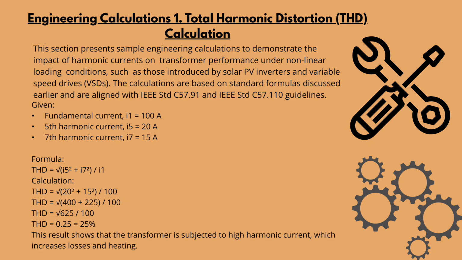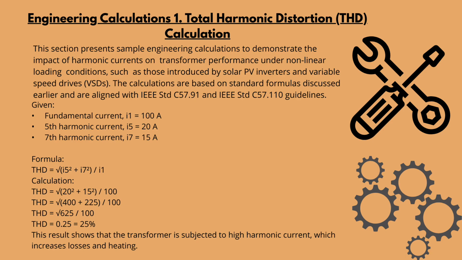Now, here's the section about engineering calculations for total harmonic distortion, THD calculation. This section presents sample engineering calculations to demonstrate the impact of harmonic currents on transformer performance under non-linear loading conditions, such as those introduced by solar PV inverters and variable speed drives (VSDs). These calculations are based on standard formulas discussed earlier and are aligned with IEEE standard C57.91 and IEEE standard C57.110 guidelines. So let's say we are given fundamental current I1 equals 100 amperes, fifth harmonic current I5 equals 20 amperes, and seventh harmonic current I7 equals 15 amperes.